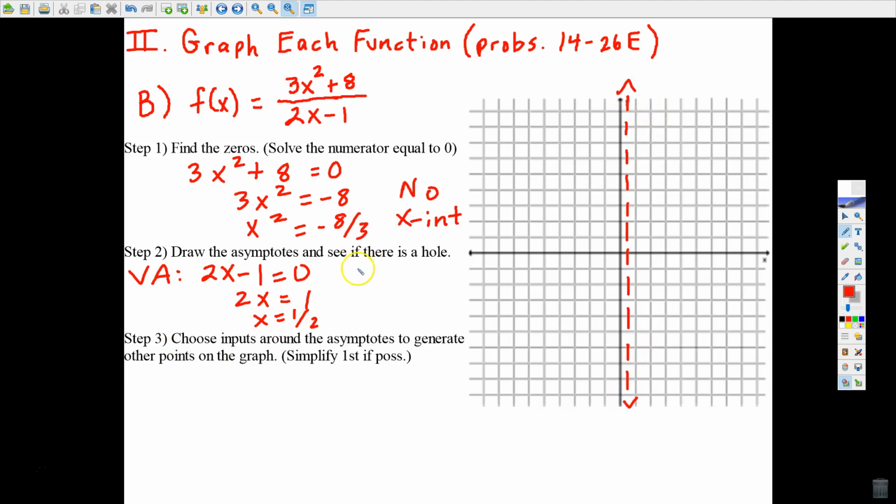Okay, do I have a horizontal asymptote? No. How do you know? Because the numerator is bigger than the denominator. Good call. The numerator degree is bigger than the denominator, so that means no horizontal.